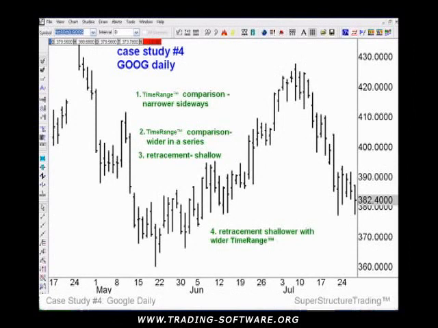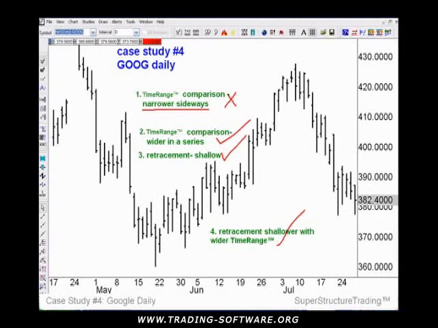So let's recap. Number 1, time range comparison getting narrower. This is not too good. Time range comparison getting wider in the series. This is good. Retracement getting shallower right at impact. This is good. Number 4, retracement shallower with wider time range. Very good. So this shows that it's 3 against 1. Now remember, sideways comparison is really not that crucial once you have a comparison in a series taken over.